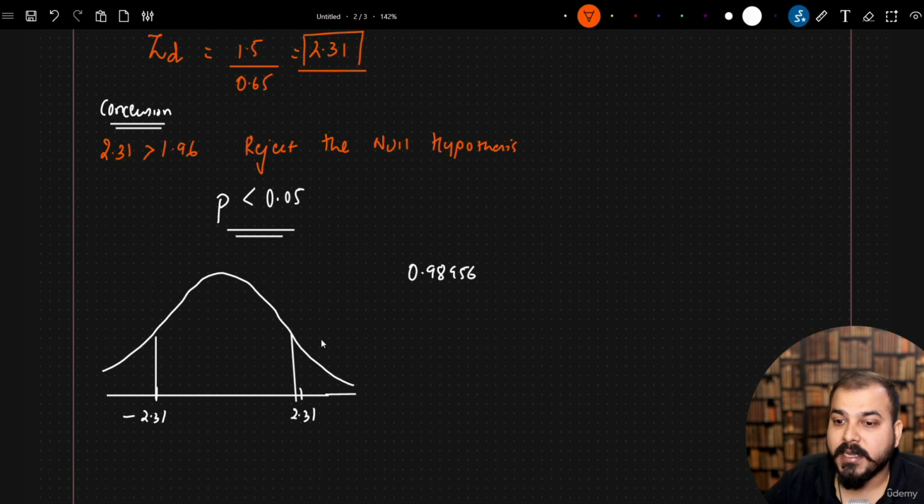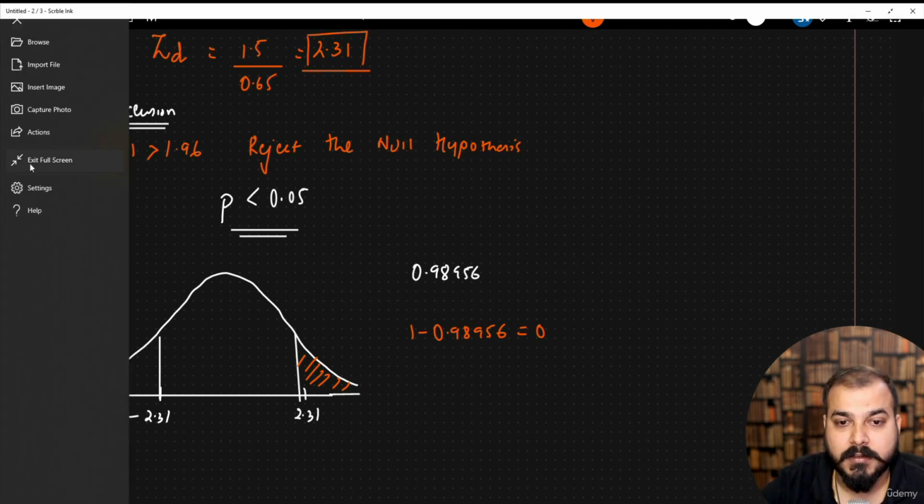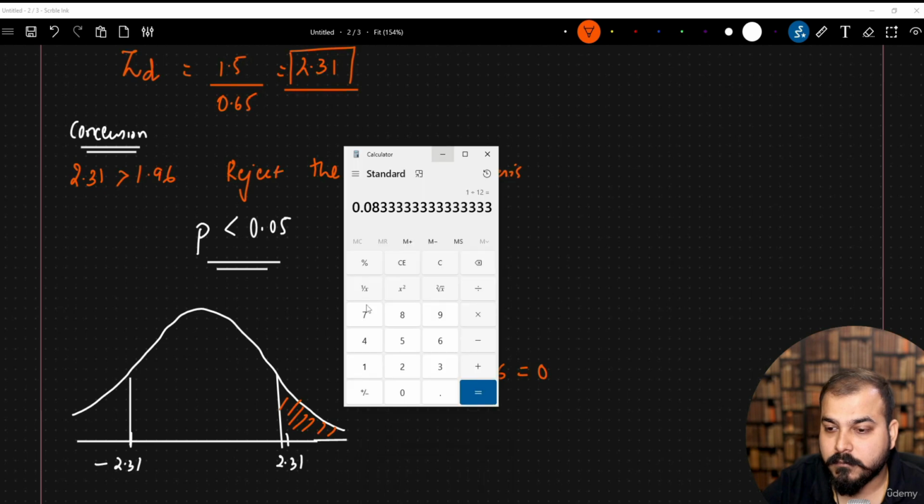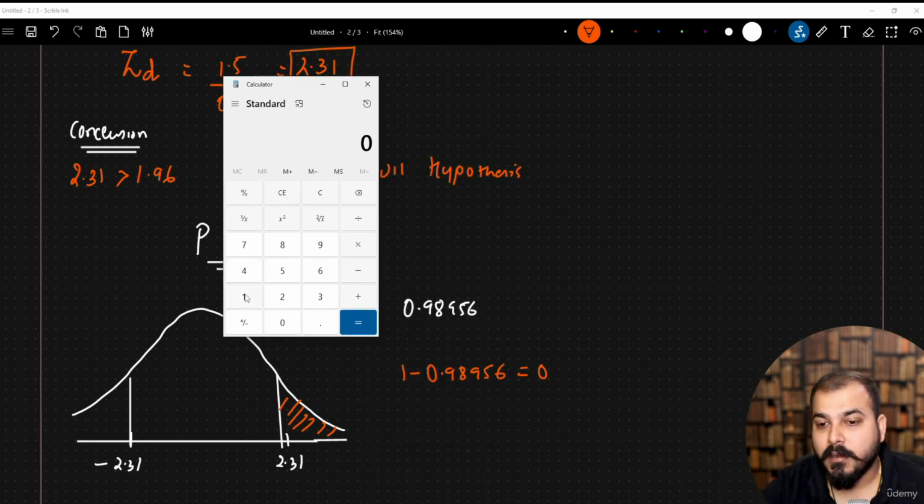But what about this area that I want to get? That is how I'm going to calculate my p-value, right? In order to calculate this, I will be subtracting 1 minus 0.98956. Let's open the calculator over here. So I'm saying 1 minus 0.98956. So I'm getting 0.01044.